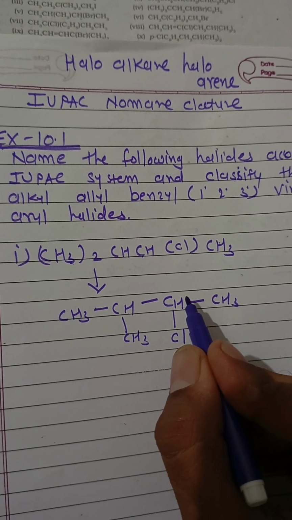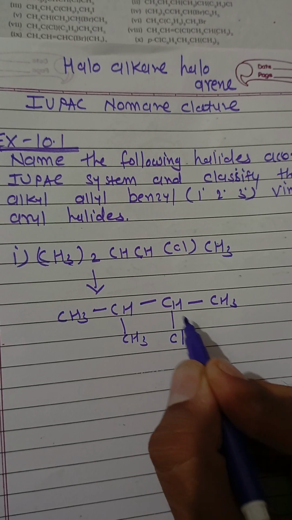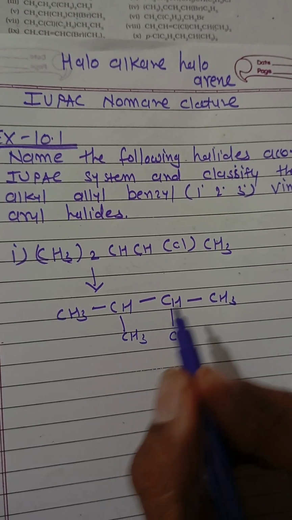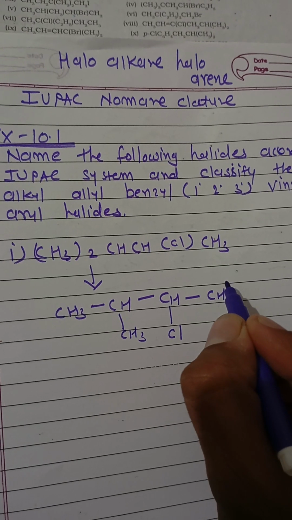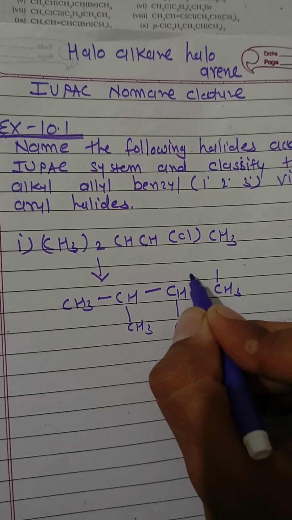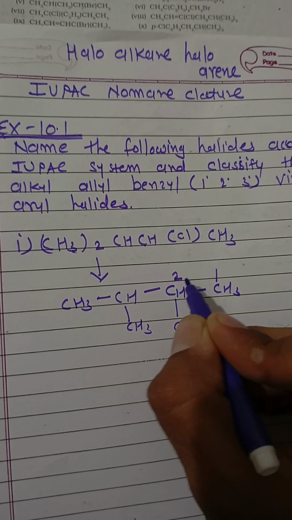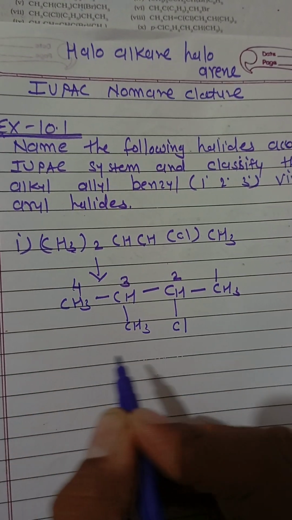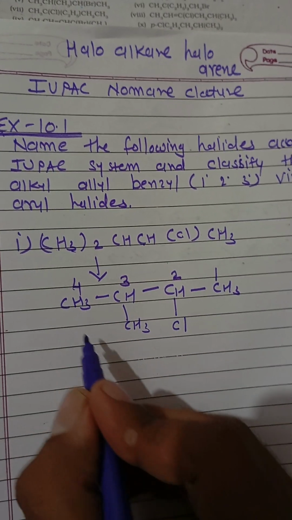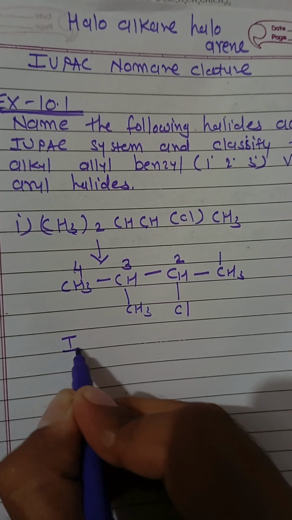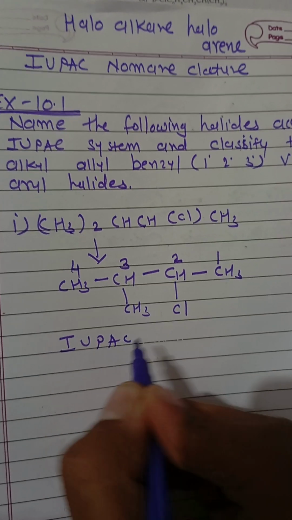See here, which carbon has the halogen element, this carbon has the halogen element. So it should get the lower number in the numbering. So we start numbering from right to left. Here this carbon is number 1, this carbon is number 2, this carbon is number 3 and this carbon is number 4. So I gave the numbering and then we apply the particular IUPAC name of the system, and then after that we go for type.